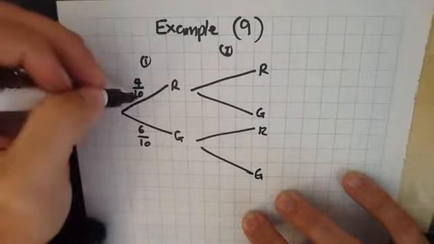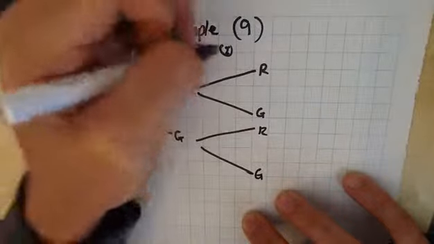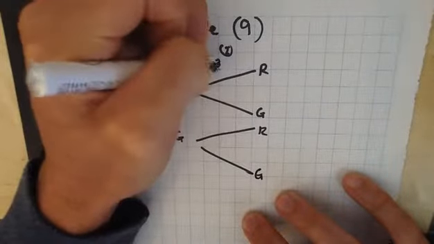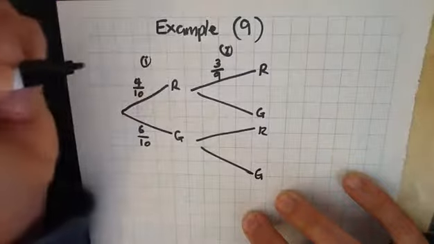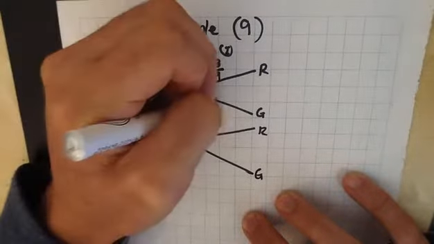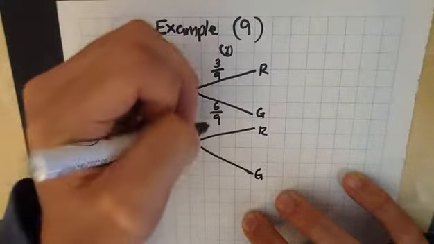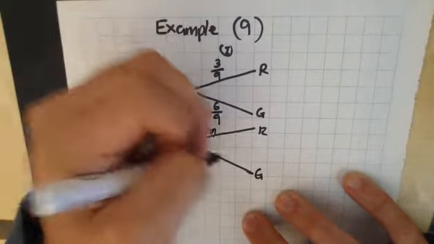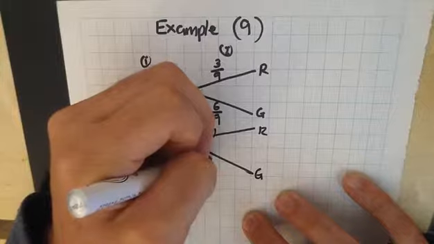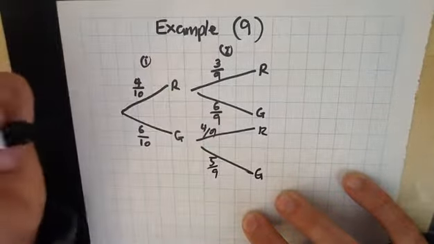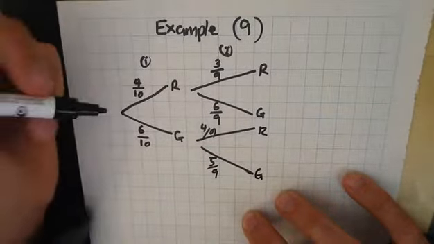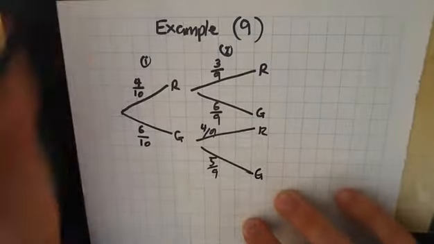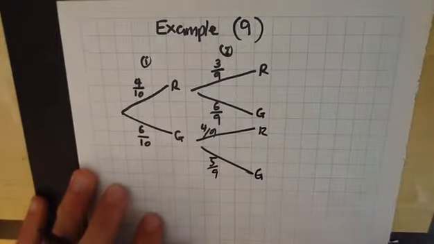Okay, now if they've chosen red on the first choice, that then means there's only 3 red left out of 9 toys, and there's 6 out of 9 green. And if they choose green first, there's 4 out of 9 red and 5 out of 9 green. Okay, forgive my tree diagram, that's pretty ugly. But that's not really the important thing at the moment.